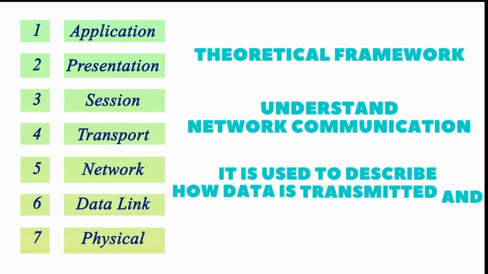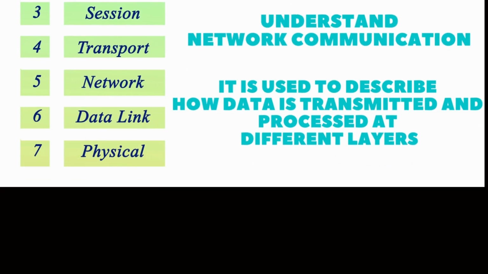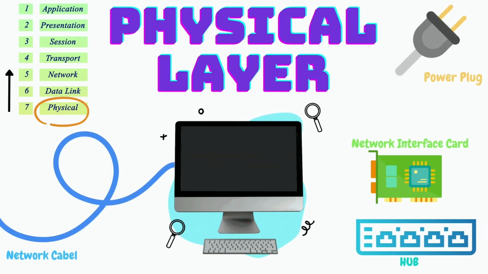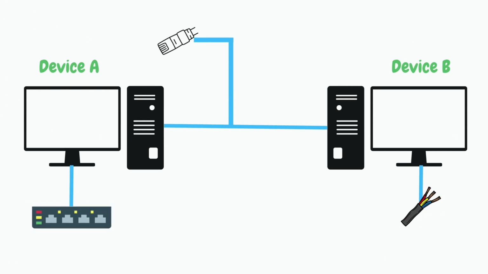This is a theoretical framework to understand network communication, and it is used to describe how data is transmitted and processed at different layers. The bottommost layer is the physical layer, responsible for the actual transmission of data over a physical medium, such as cables, hubs, network interface cards and power plugs.